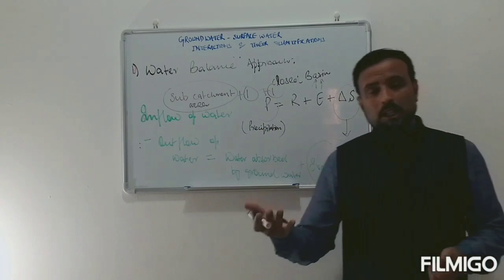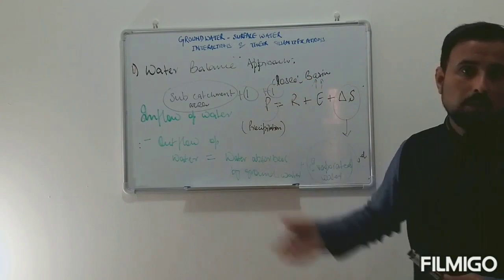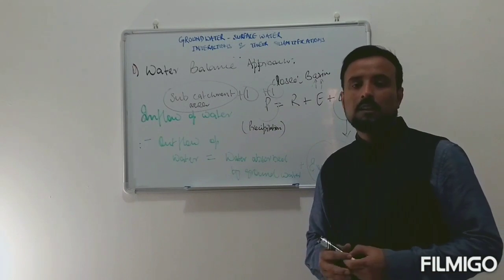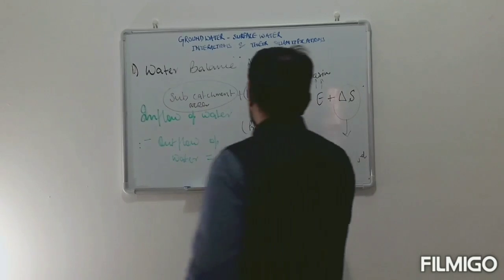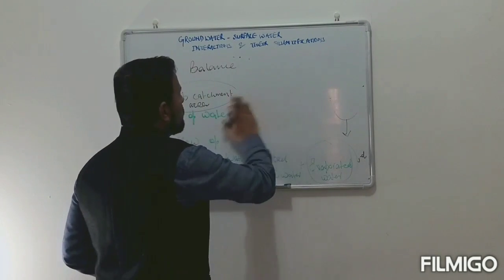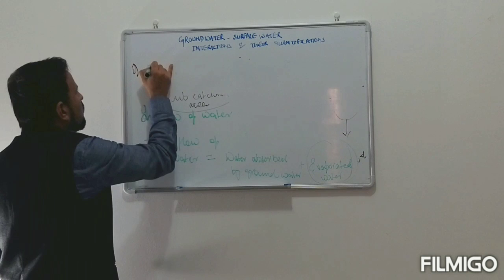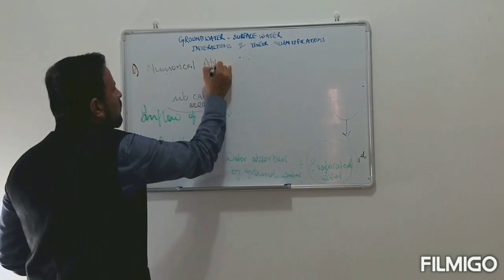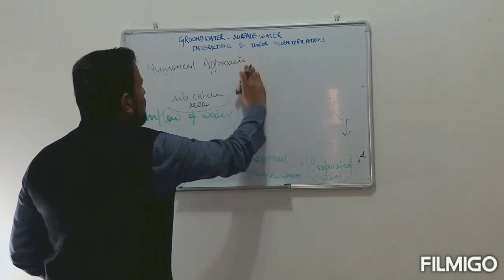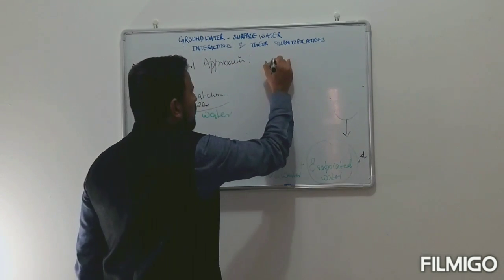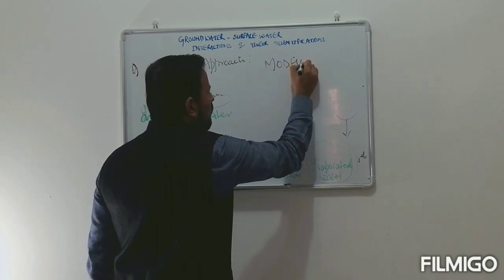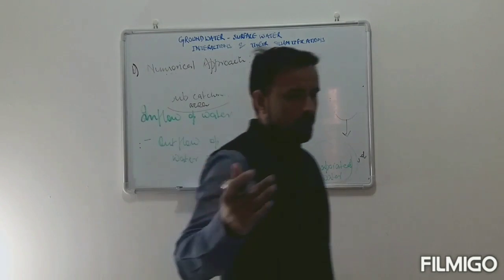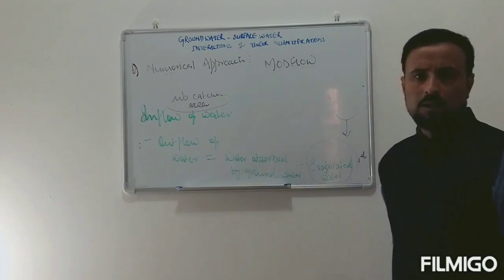Apart from that, there is the numerical approach also. In the numerical approach, there is a simulation of groundwater and surface water layer interaction, so a model is developed based upon the numerical approach. In the numerical approach, there is a model called MODFLOW. MODFLOW is a model which simulates the groundwater and surface water layer interactions, right?